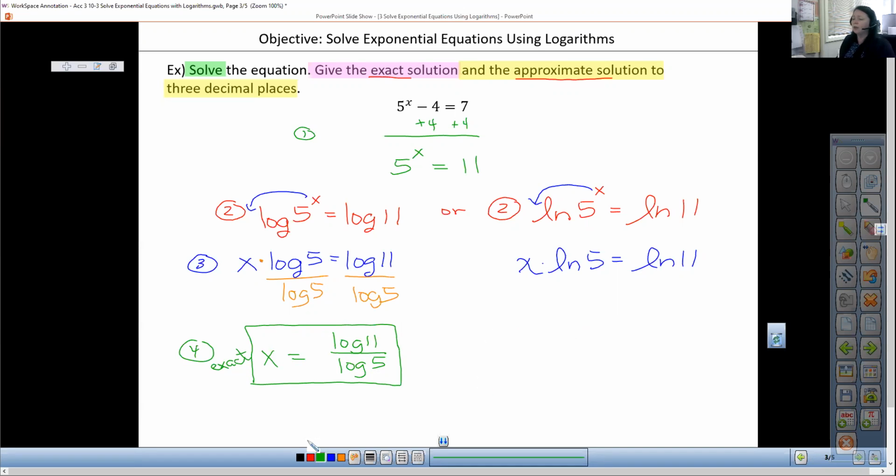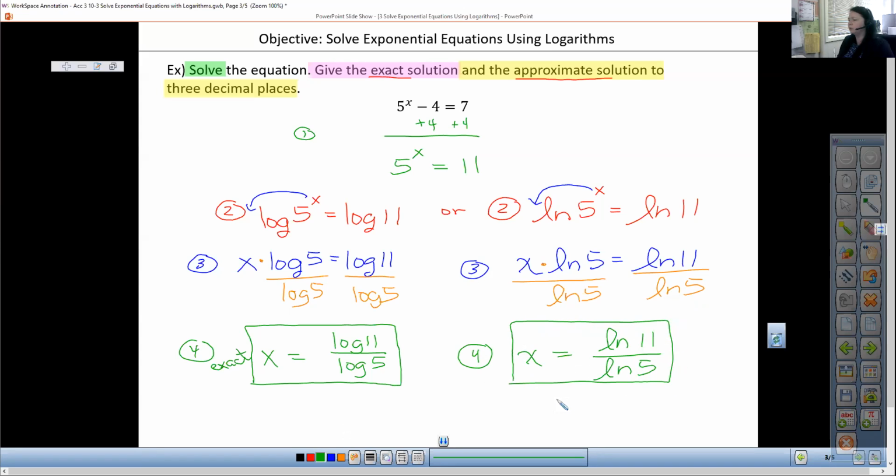Over here, I would undo this multiplication by dividing by the natural logarithm of 5 on both sides. And so now what I have is x equals the natural logarithm of 11 divided by the natural logarithm of 5. Also, no properties of logarithms allow us to simplify that any further or combine those into one logarithm. So here is an alternate exact solution. Both of them are considered equally correct.